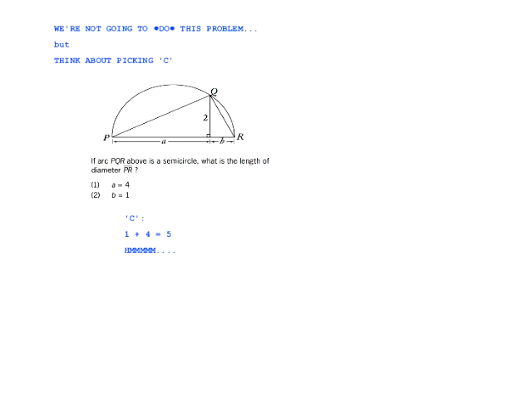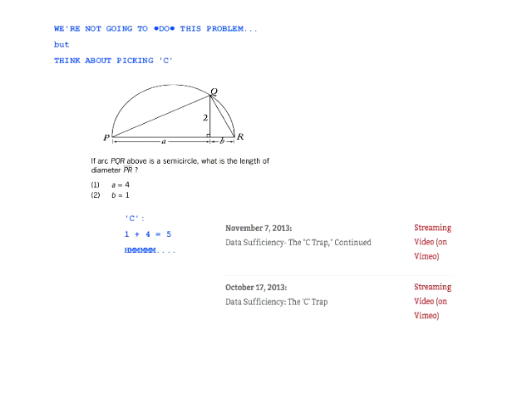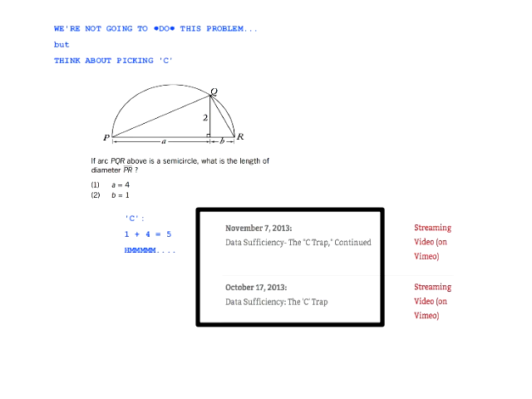Here are two archived session recordings that you should watch if you even thought about picking C on that last problem. Here they are. You might want to check these out. I don't know why these screenshots are showing up so huge. But this whole C trap idea is a very big deal on data sufficiency. Basically, if choice C is this easy, it's going to be wrong pretty much every single time. So just keep this in mind. For more details on this kind of thing, check out those sessions below.